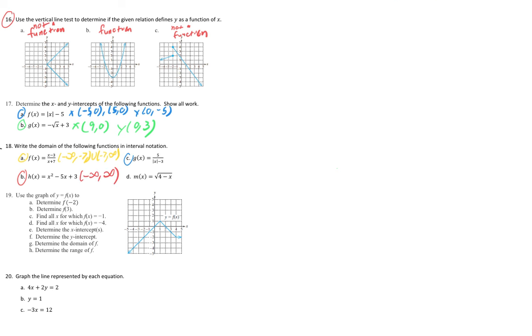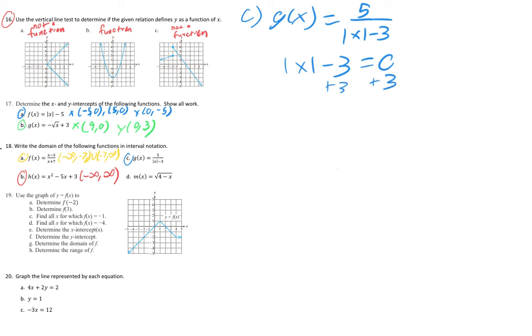So next we want to look at 18c, which is g of x is equal to 5 over the absolute value of x minus 3. Right? So again, we want to know when our denominator is equal to 0. So we cannot include that in our interval notation. So we add 3 on both sides. Absolute value of x is equal to 3. So that means that x can be negative 3 or positive 3.